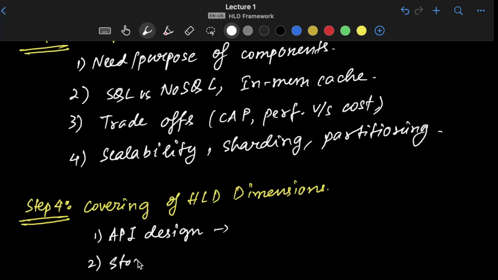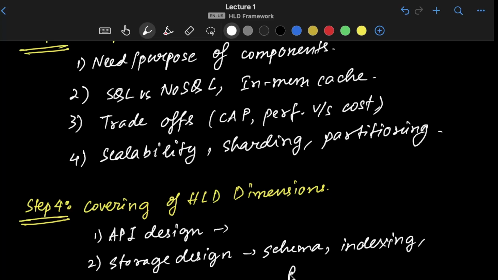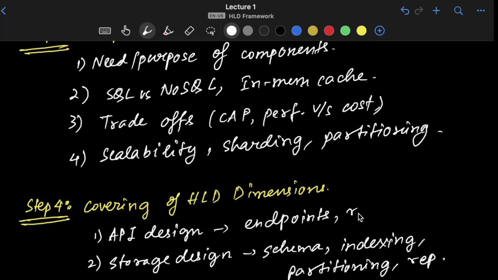Then you have the storage design. If the interviewer is interested in discussing the data, what kind of data will you store in the database: the schema, what key you will be indexing your database on, partitioning, the key which you use for partitioning, and replication. All those things can be discussed in detail here. This is the schema, indexing, partitioning, replication, all those things can be here. It is the endpoints. I'll just write so that you can recall endpoints and the response.